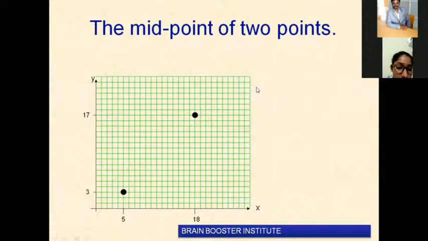Now let's see. Okay, let's derive the midpoint of 2 points. What is the formula to find the midpoint of 2 points?